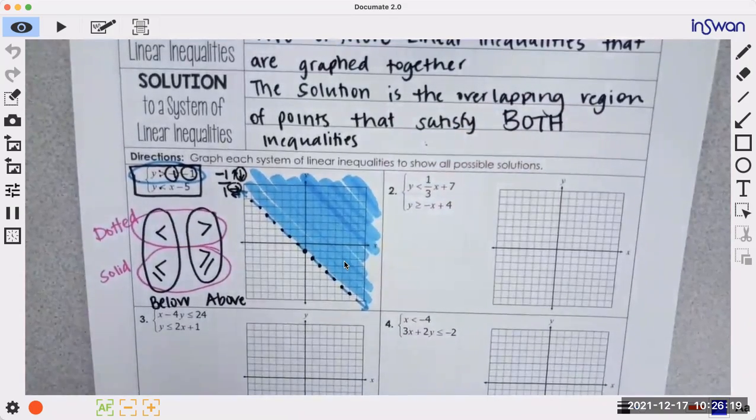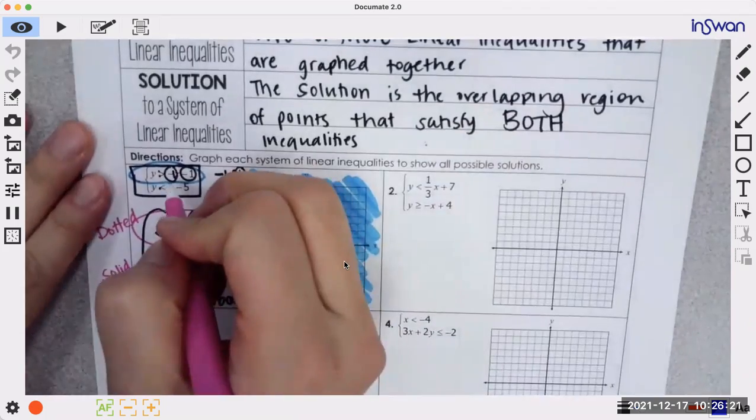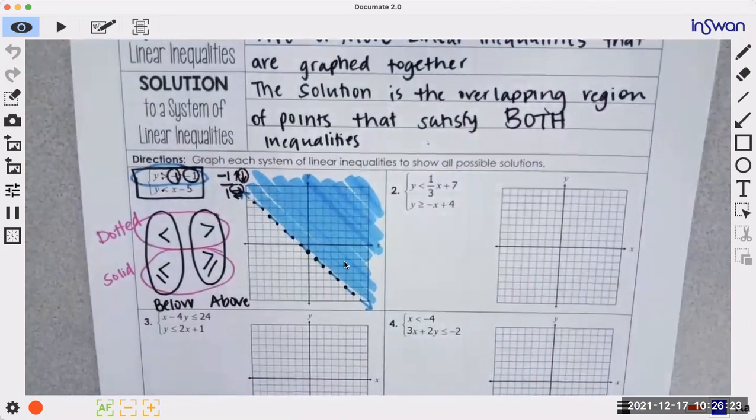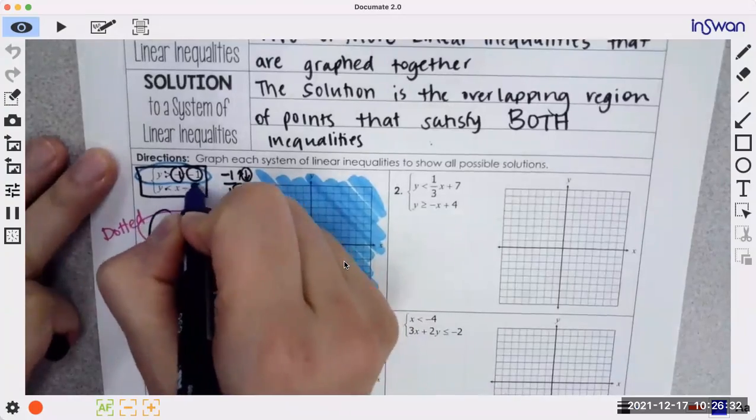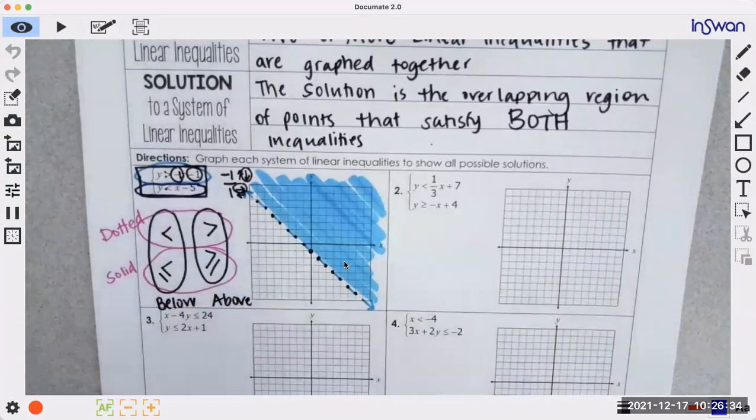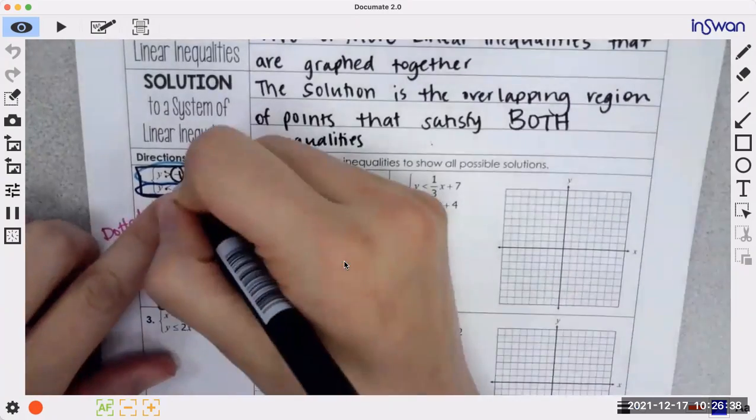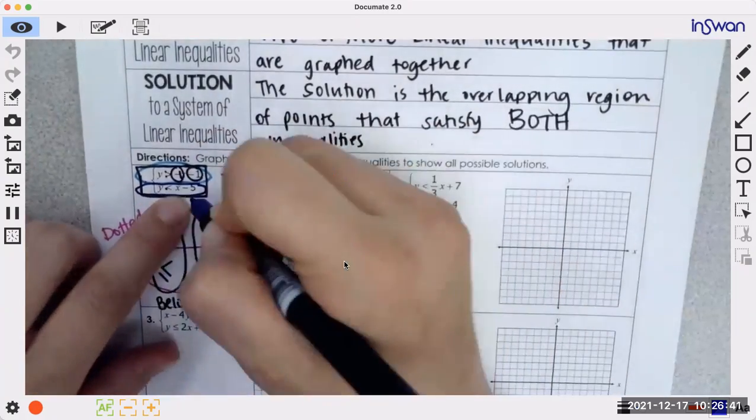Now I'm going to do the second inequality. And I guess I can choose a different color. I'll just do purple because pink is already here. I check it. Yep, it's ready to go. It's in y equals mx plus b format. Y is by itself. And so I start with my y-intercept of -5.